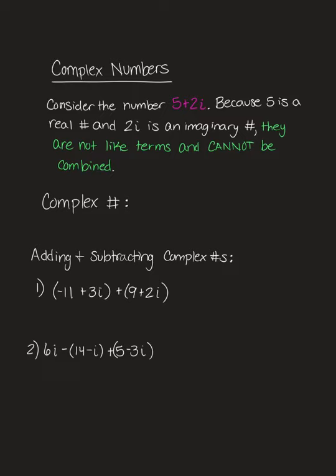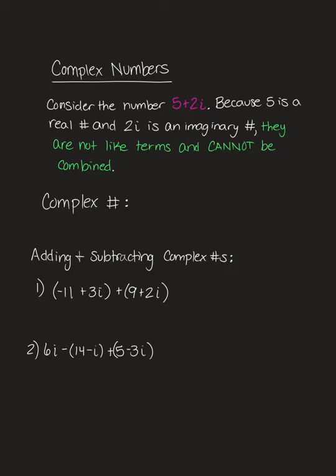So today we're going to talk about complex numbers. So consider the number 5 plus 2i. Because 5 is a real number and 2i is an imaginary number, they are not like terms and you cannot combine them. Okay, so a complex number is a combination of a real and imaginary number.